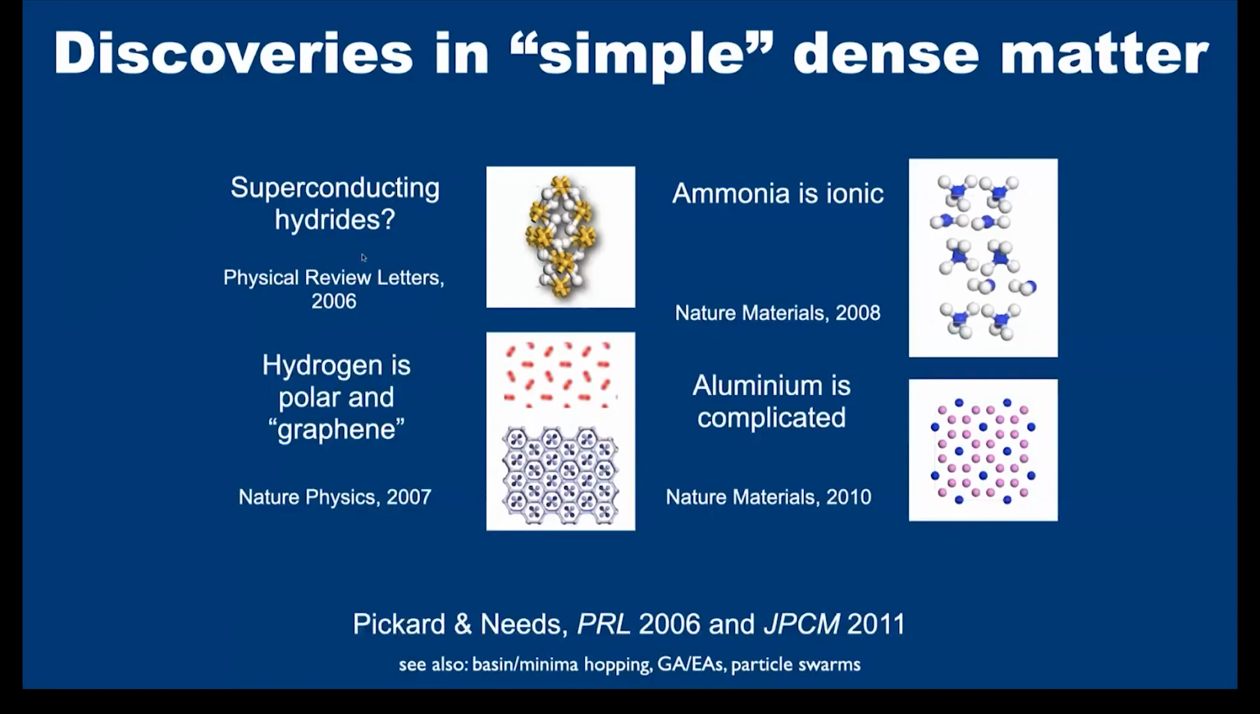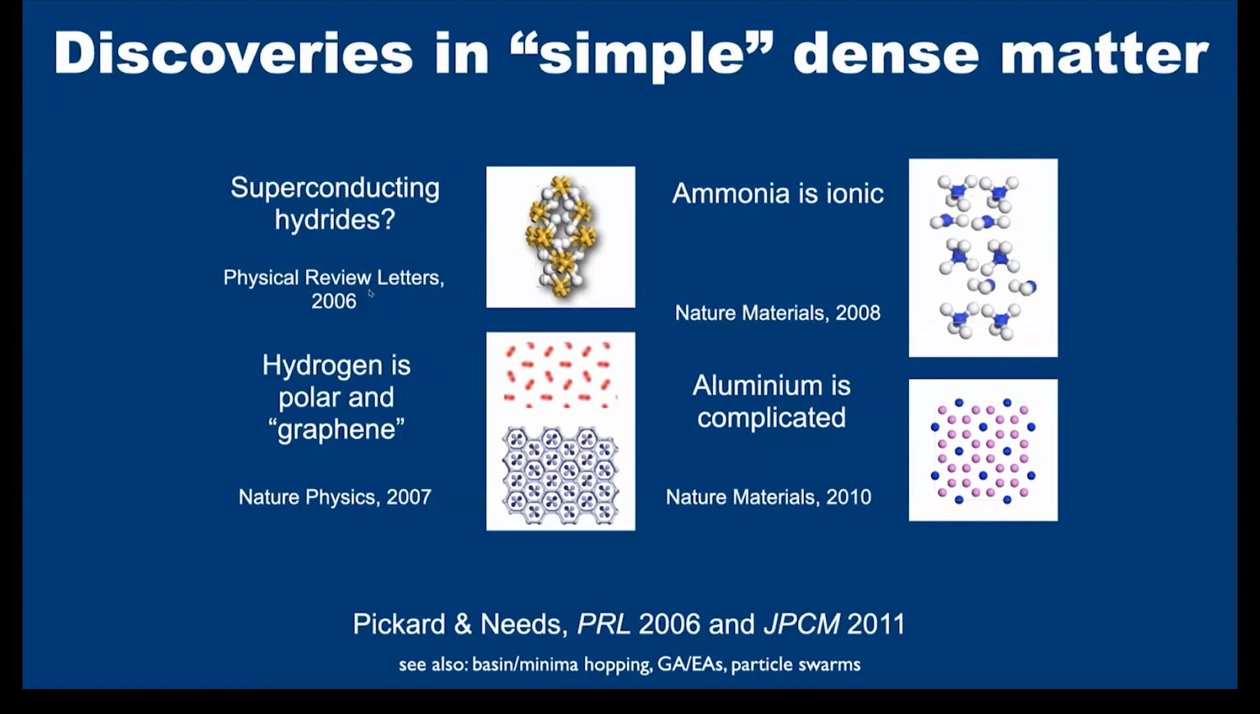So the first application of AIRS, in fact, in this paper of random structure searching. This was the paper where we introduced random structure searching as a means to an end of what we were doing. We're trying to identify superconducting hydrides. So Neil Ashcroft has suggested that if you mix something with hydrogen, you could trick hydrogen into becoming a metal, and it might be a high temperature superconductor.